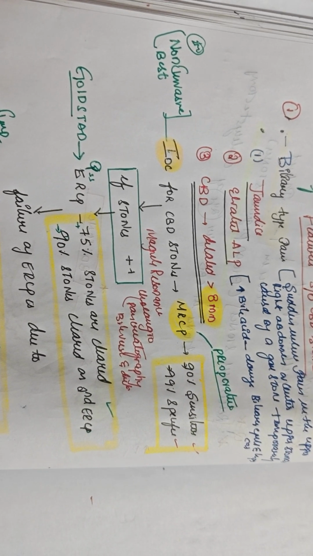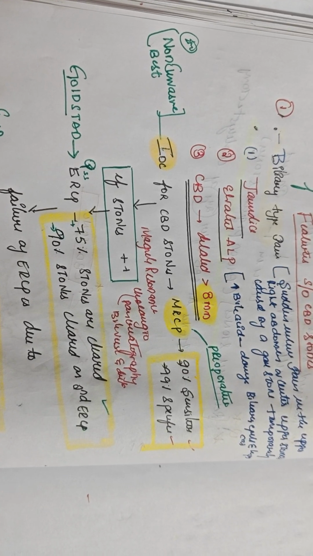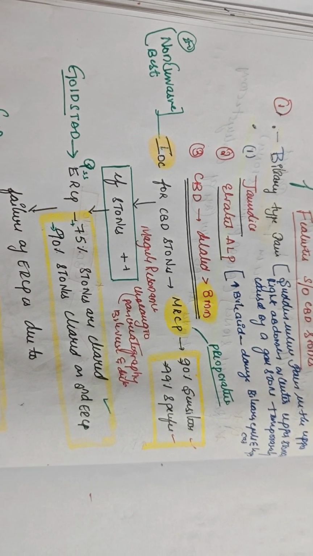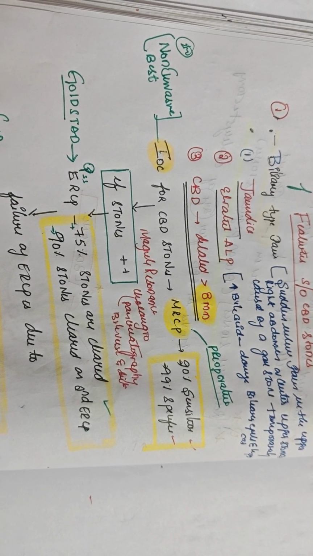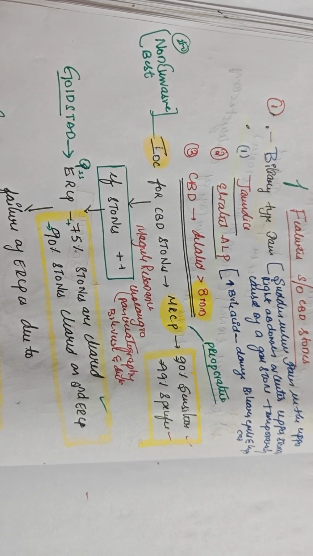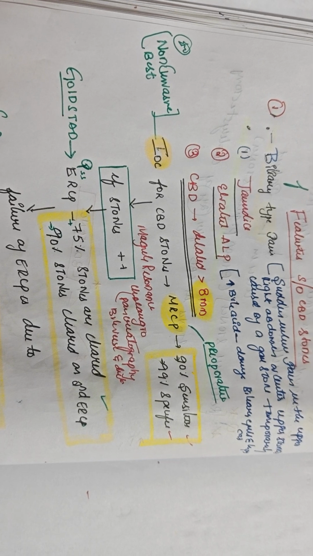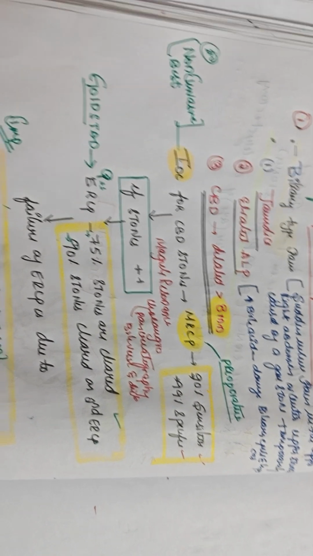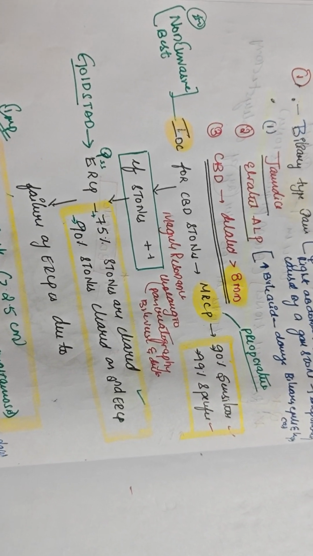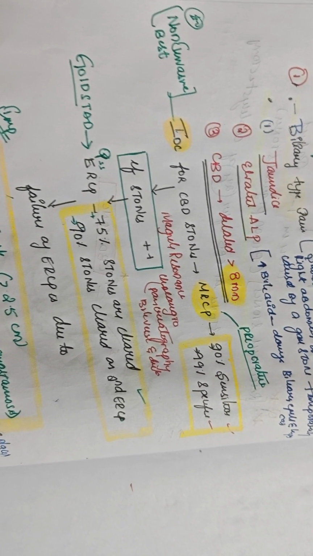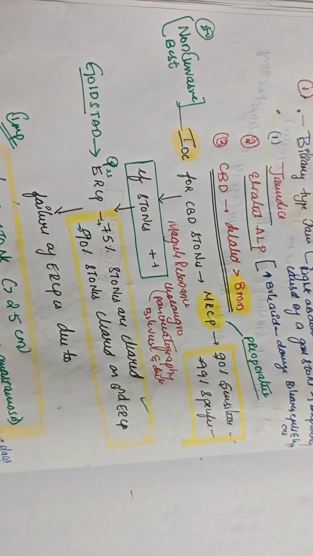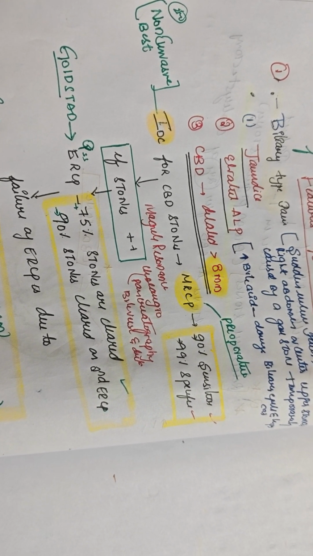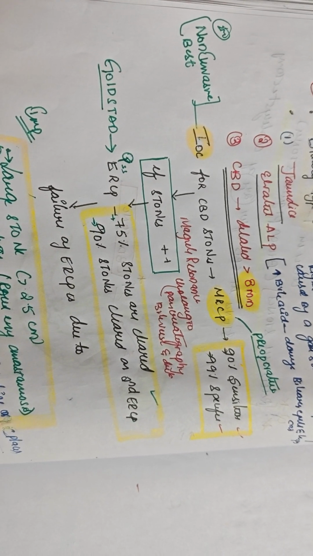I use something known as endoscopic retrograde cholangiopancreatography. That is the gold standard to remove the stone. So 75% stones are cleared. 90% stones are cleared on the second ERCP. Now when I do an endoscopic retrograde cholangiopancreatography, 75% stones are cleared. 90% stones are cleared on the second ERCP.